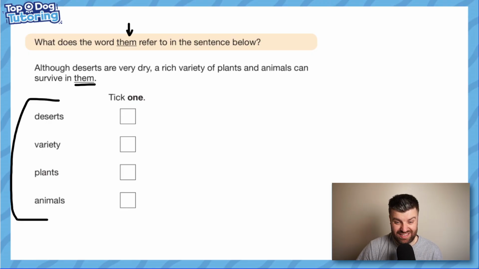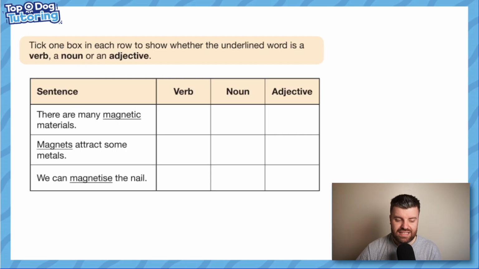The best way to do this is to replace each word with them and see what works. You might know straight away that it's deserts, let's be honest. Although deserts are very dry, we're talking about deserts here, a rich variety of plants and animals can survive in variety. No. A rich variety of plants and animals can survive in plants. No. A rich variety of plants and animals can survive in animals. No. So even if you didn't know, just swap them in and look, it's an easy mark. This is a free mark in my opinion. Very easy.